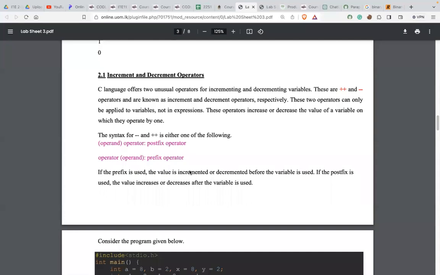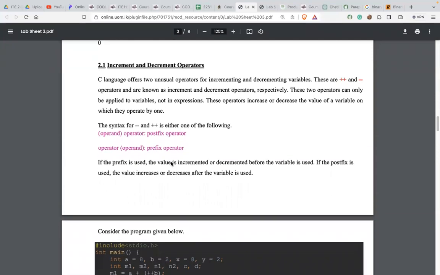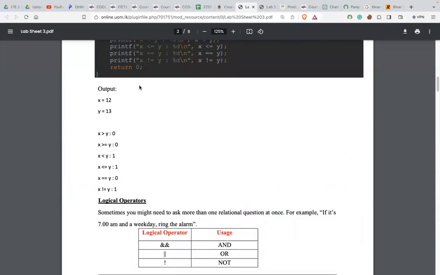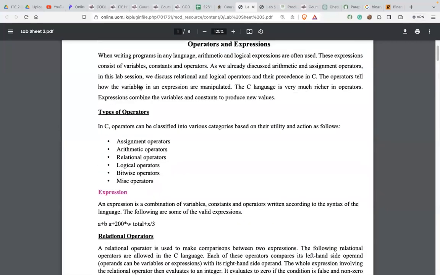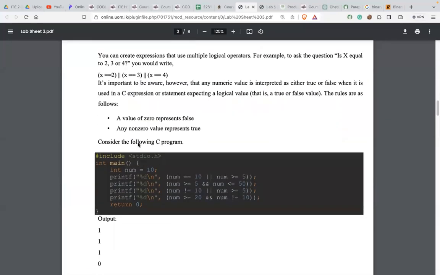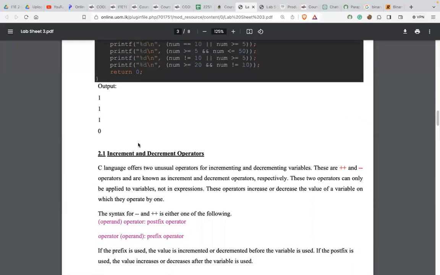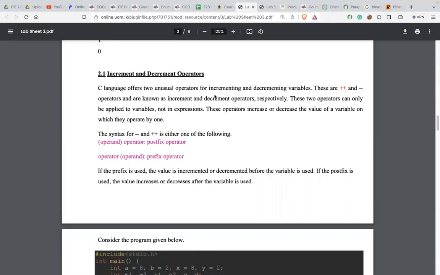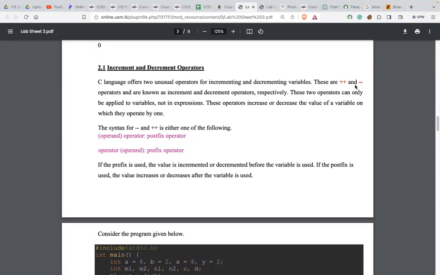Okay, 2.1. Increment and decrement operators. C language. Sorry, before coming to the increment and decrement. Okay. Increment and decrement operators. C language offers two unusual operators for incrementing and decrementing variables. These use the plus plus and minus minus operators and are known as increment and decrement operators respectively.